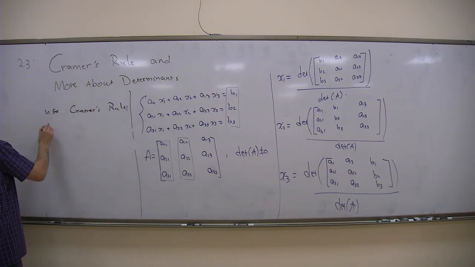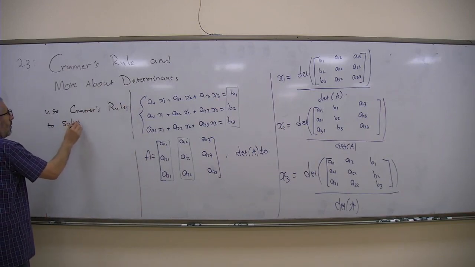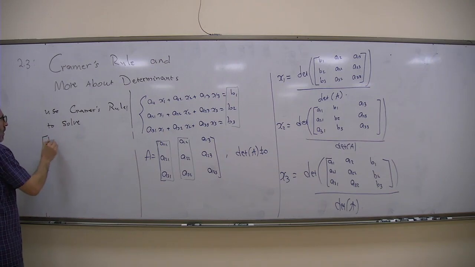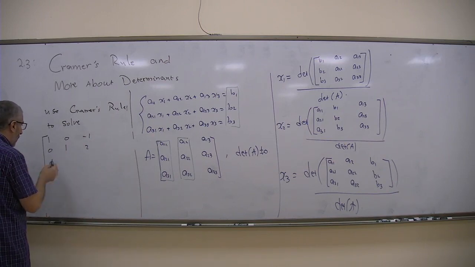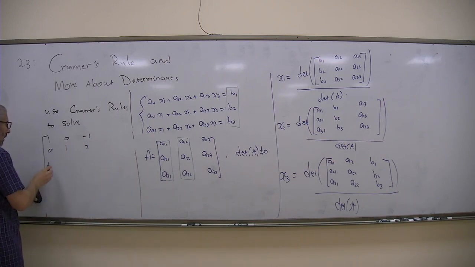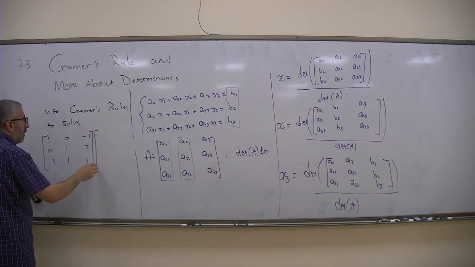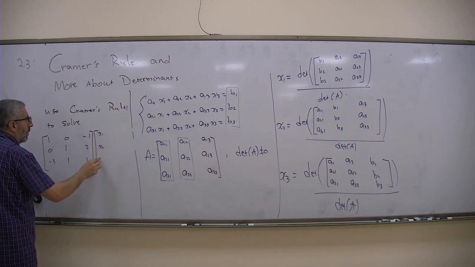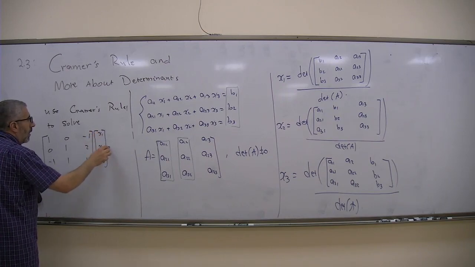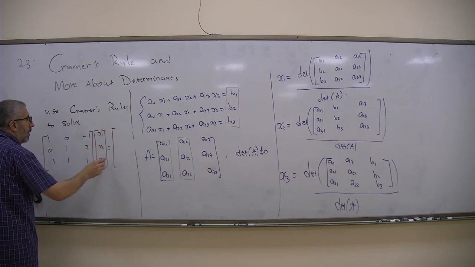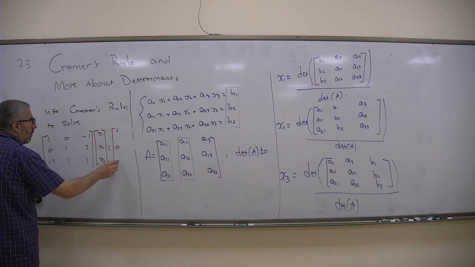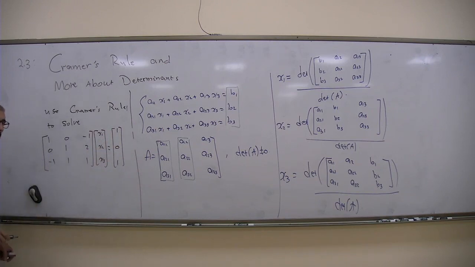Cramer's rule to solve the system. The matrix A has rows 1, 0, negative 1; 0, 1, 2; and 0, negative 1, 1, 1. The unknowns are x1, x2, x3, and the right-hand side is 1, 0, 1. Okay, well, I did not think about this.